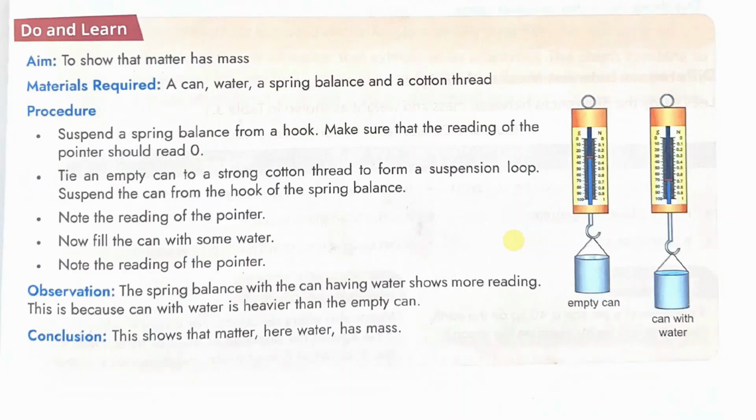Now fill the can with some water. Note the reading of the pointer again. The spring balance with the can having water shows more reading. This is because the can with water is heavier than the empty can. This shows that matter, here water, has mass.